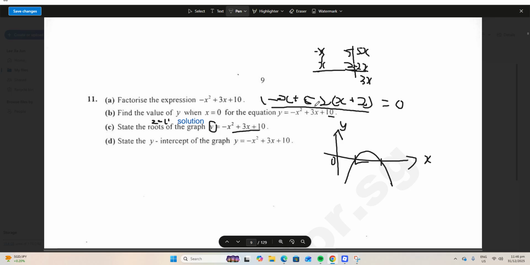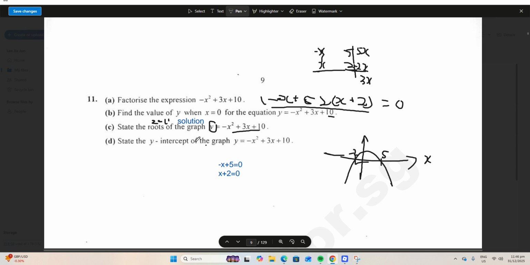Make it to 0. So negative x plus 5, I'll write it out. Negative x plus 5 is also equal to 0, or x plus 2 equals to 0. So in other words, x can be negative 2 or x can be 5. Okay, so already the y-axis should be somewhere here, not there. So this is negative 2, this is 5.